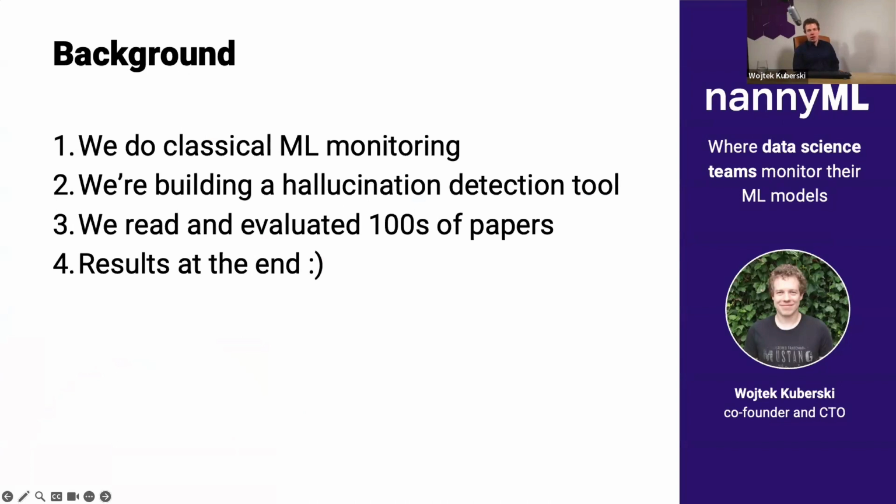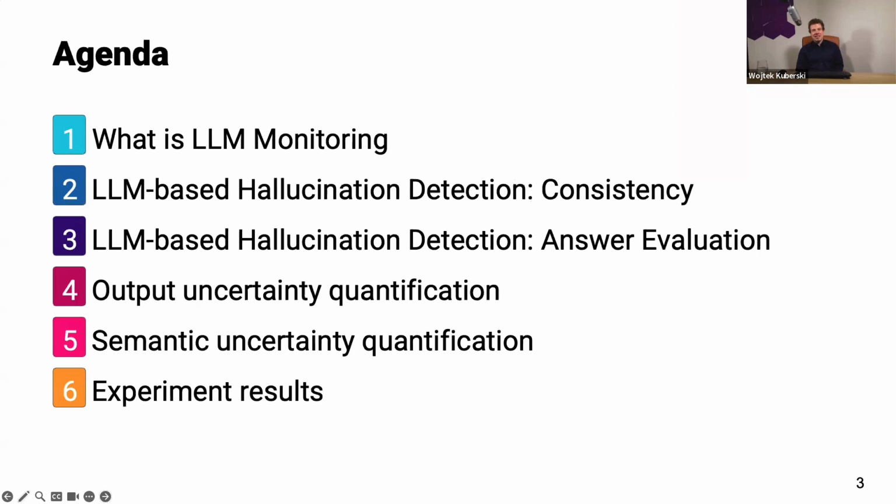NANIML, the company that I'm the CTO of, does classical machine learning monitoring, both as an open source package and a cloud tool. On top of that, we're now building a hallucination detection tool that will allow you to detect and reduce hallucinations in LLMs. To do that, we read and evaluated more than 100 machine learning papers that deal with LLM hallucination. We compared them against each other, and we have the results that we will show at the end of today's webinar. So let's get started with the agenda.